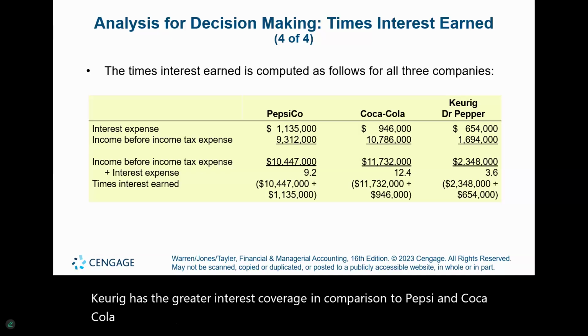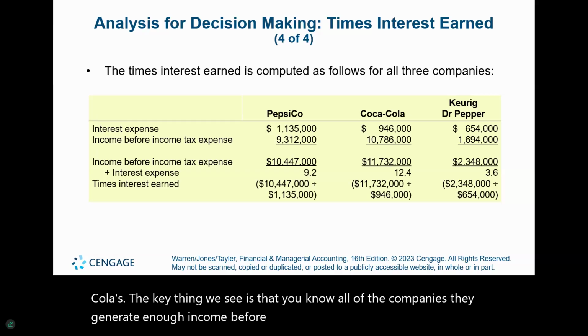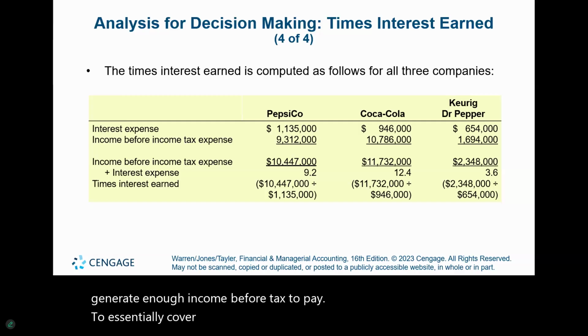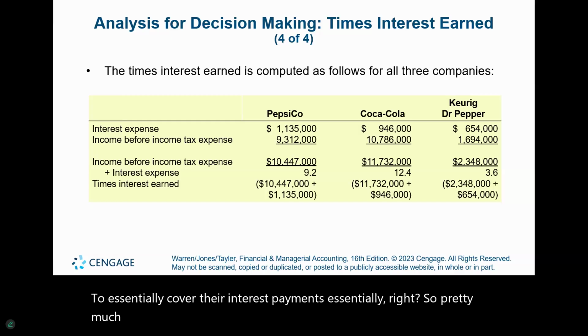The key thing we see is that all of the companies generate enough income before tax to cover their interest payments. So pretty much all the companies are in a good space.